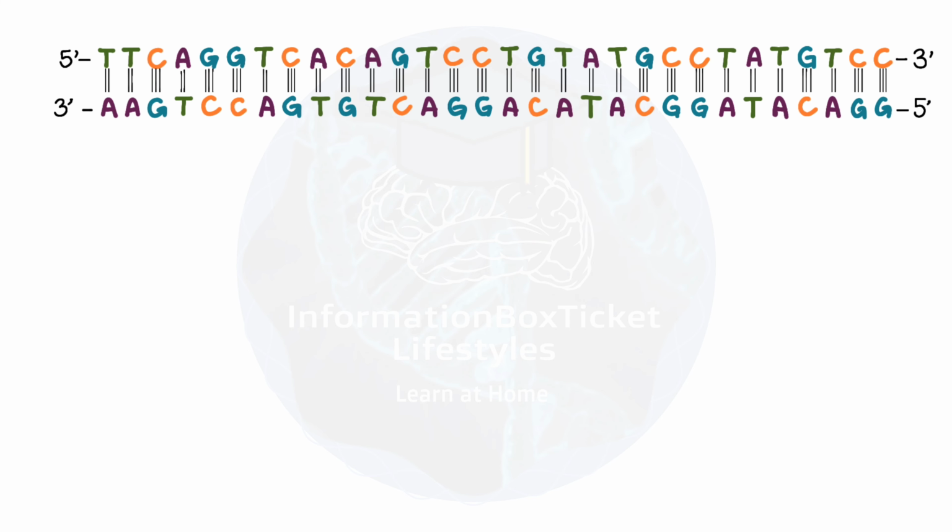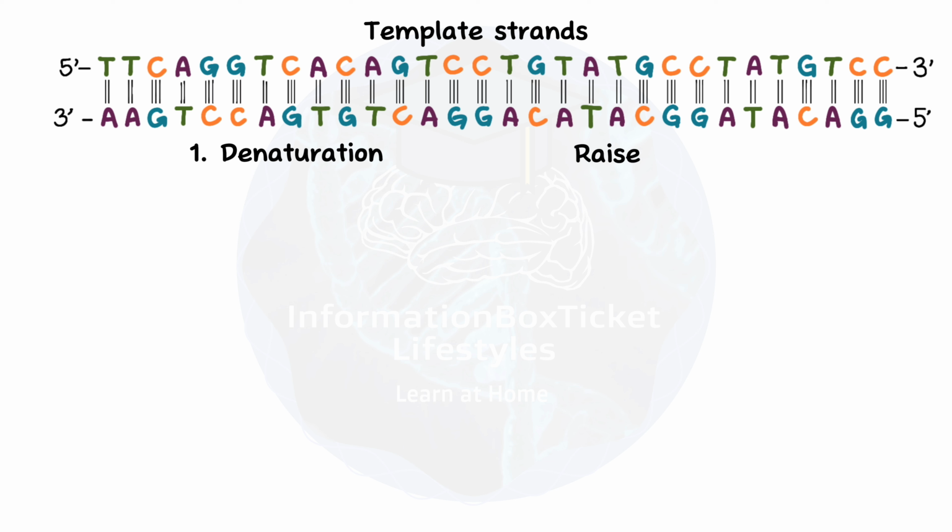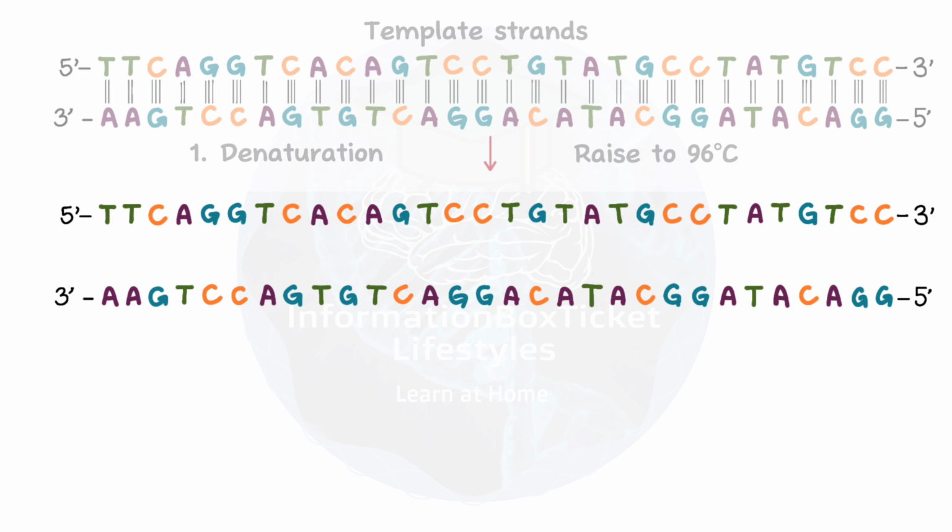So, imagine we have a long, double-stranded DNA molecule, and we're particularly focused on a specific highlighted region. These 2 strands act as the template strands. The first step in PCR is called denaturation, where we raise the temperature to exactly 96 degrees Celsius, nearly as hot as boiling water. This high heat breaks the hydrogen bonds between the 2 DNA strands, causing them to separate.